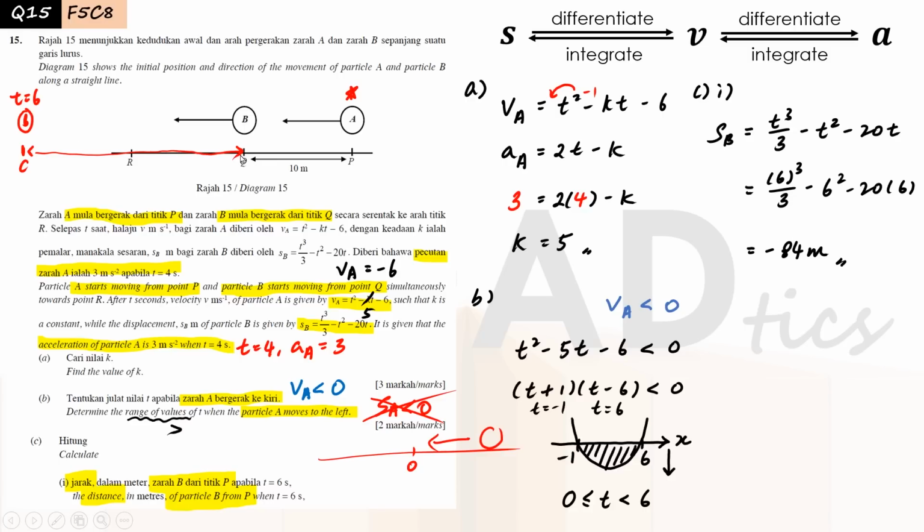Now we are trying to find the distance from here until point P, so we are going to use 84 meters plus 10 meters. So our answer will be 94 meters. And for the distance, we are not going to use the negative, because the negative is just telling us that particle B is on the left side of the starting point. For distance, we don't use negative because it is distance, right? It should be positive. That's why here you'll be using 84.